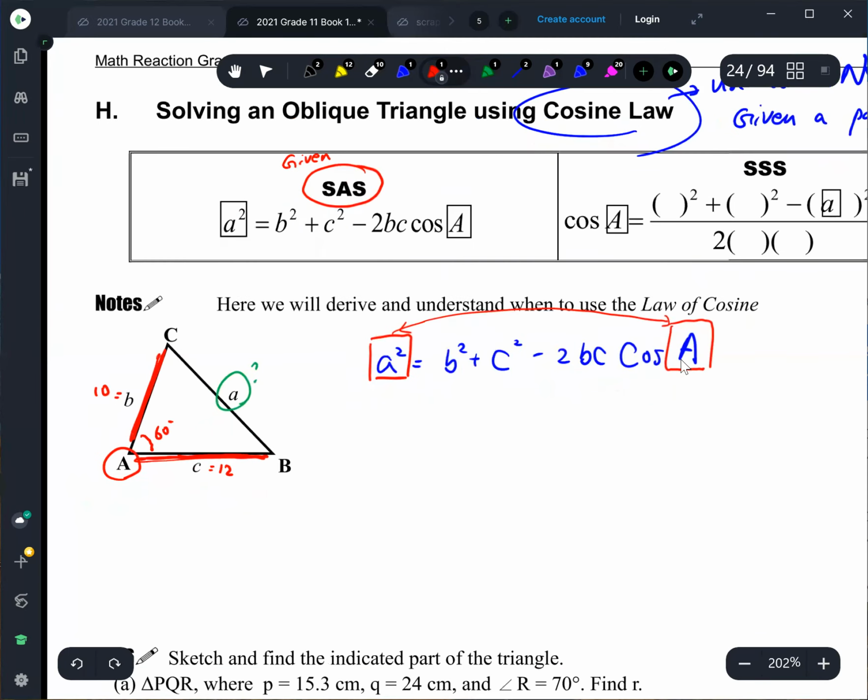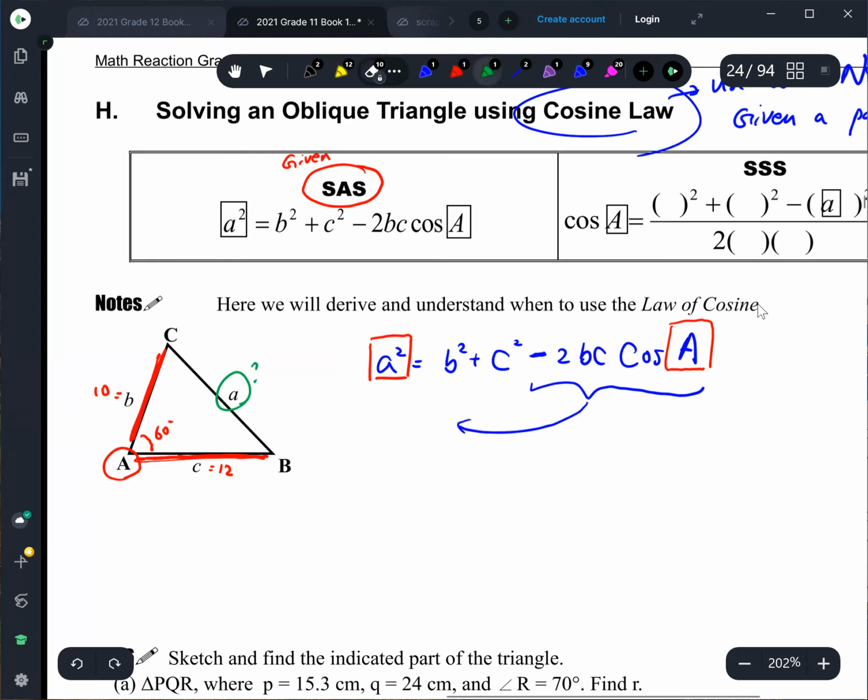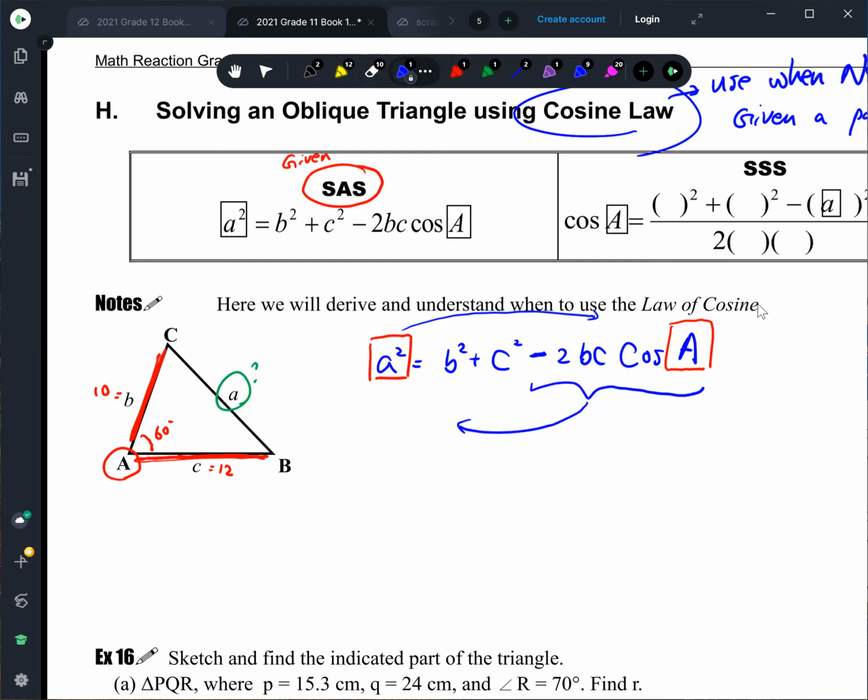So from here, we can try to isolate cosine A. Right now what I'm trying to do is figure out the second formula. We are going to move things around. So this is minus, so I'm going to move this minus part to the left side, and then I'm going to move the A squared to the right side. I'm just switching sides.